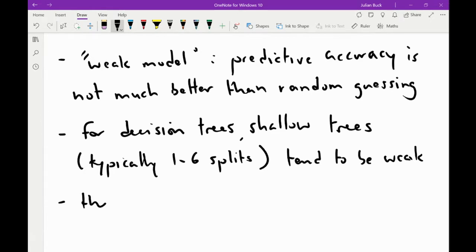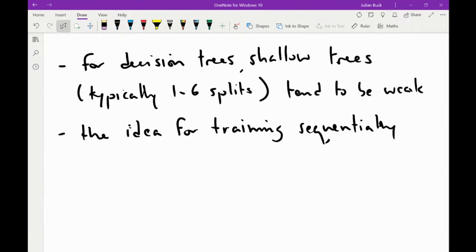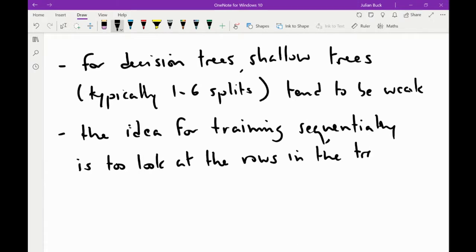Okay. So then the idea for training sequentially, which we're going to talk about next, based on how we train weak models, is to look at the rows in the training data that are contributing the largest errors at the previous step.